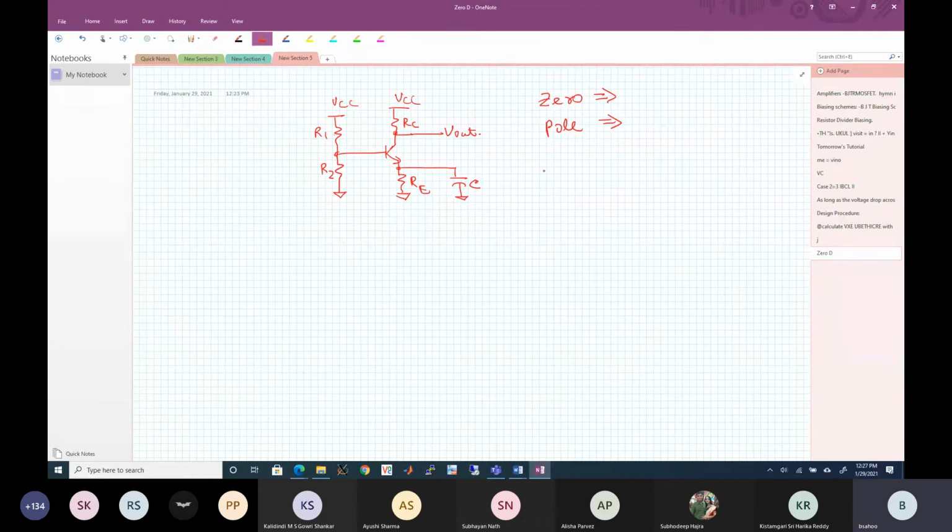Anyone? What is the meaning of a zero? The output is zero, right? Zero for certain input, at that frequency.